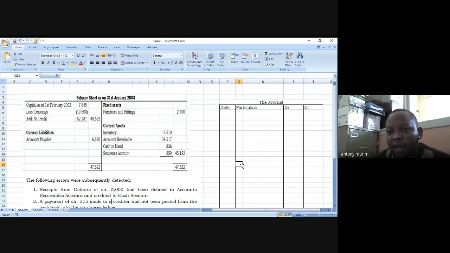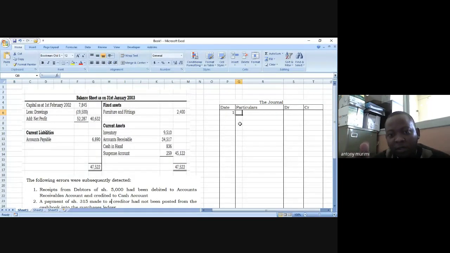It does not affect the balancing of the trial balance. So to correct for this, we reverse the error. That is, debit what was wrongly credited and credit what was wrongly debited. And then after doing that, we post the correct entry. So this is a two-step approach. We reverse the incorrect credit and debit, and then we post the correct debit and credit. The incorrect entry was debiting accounts receivable and crediting cash account.